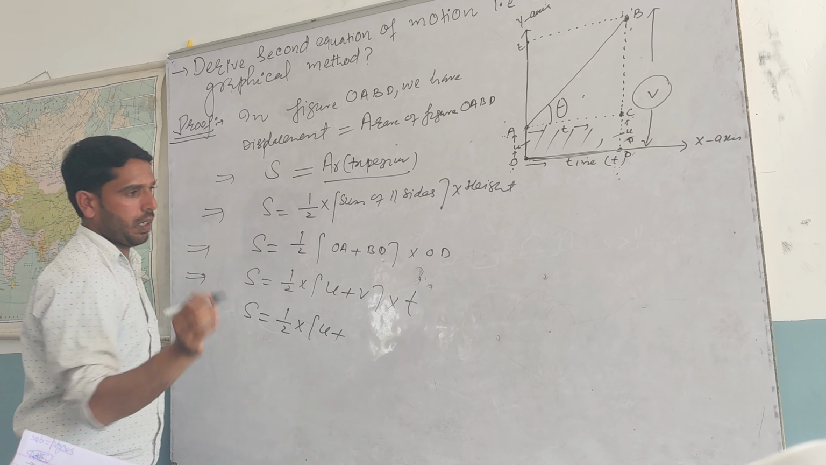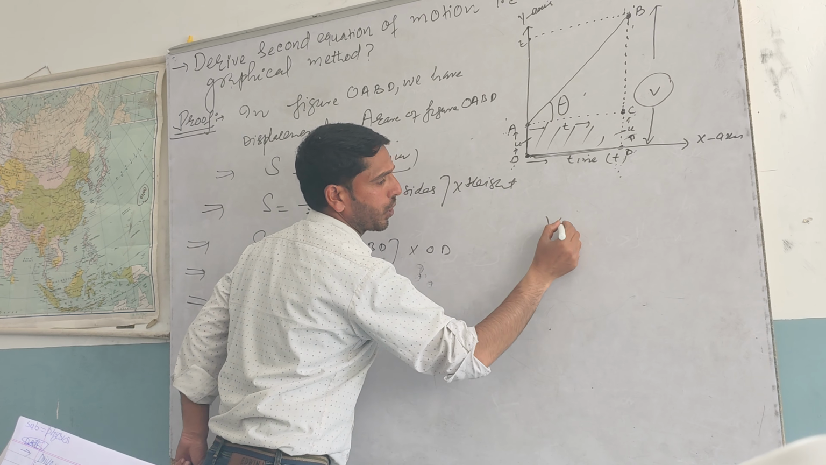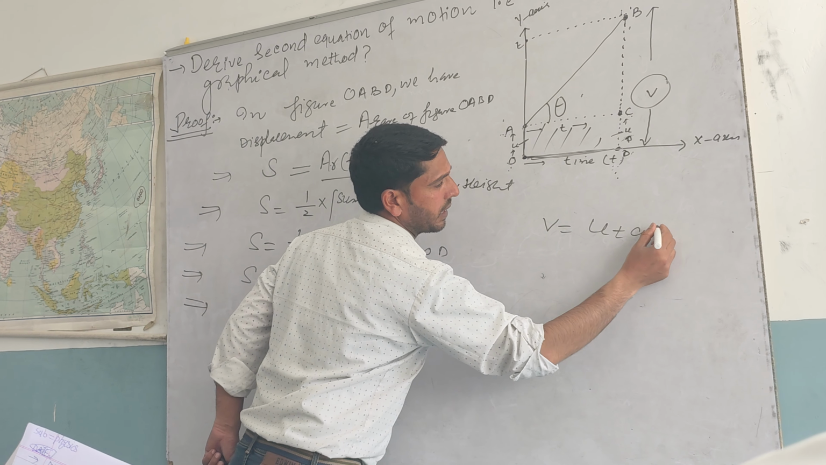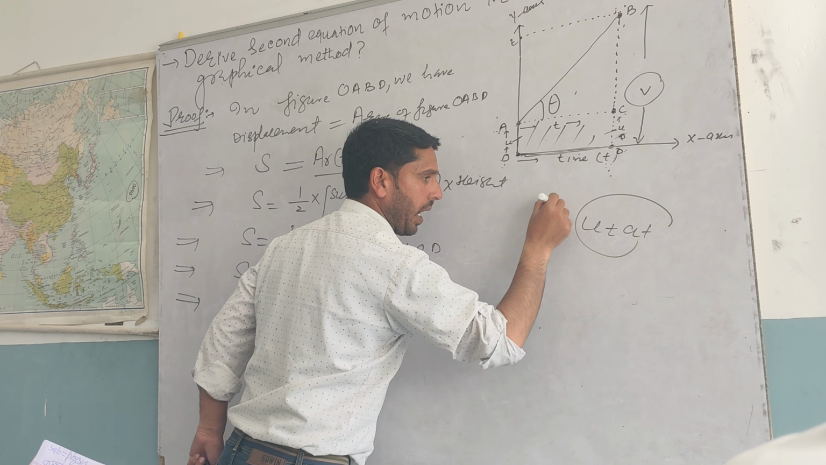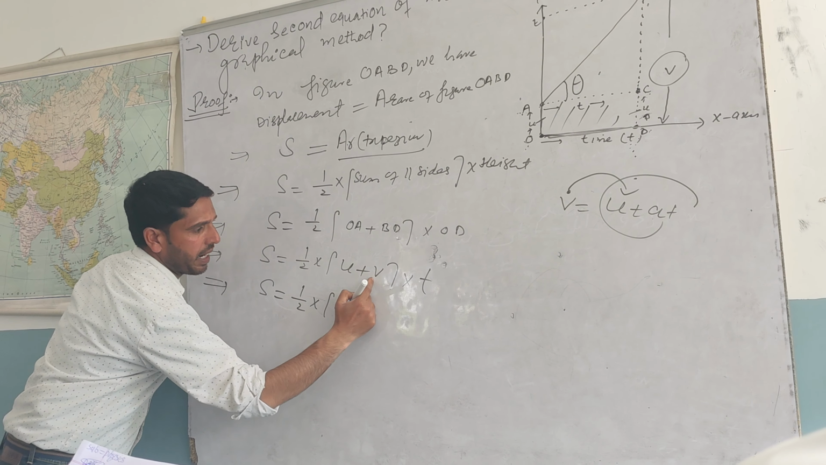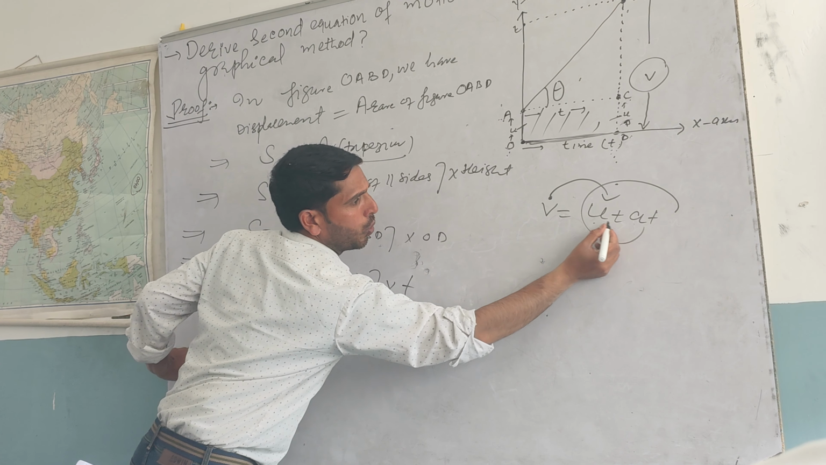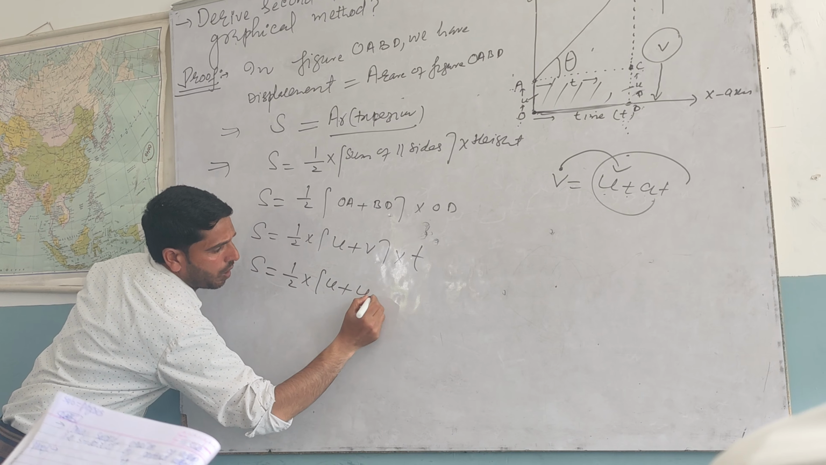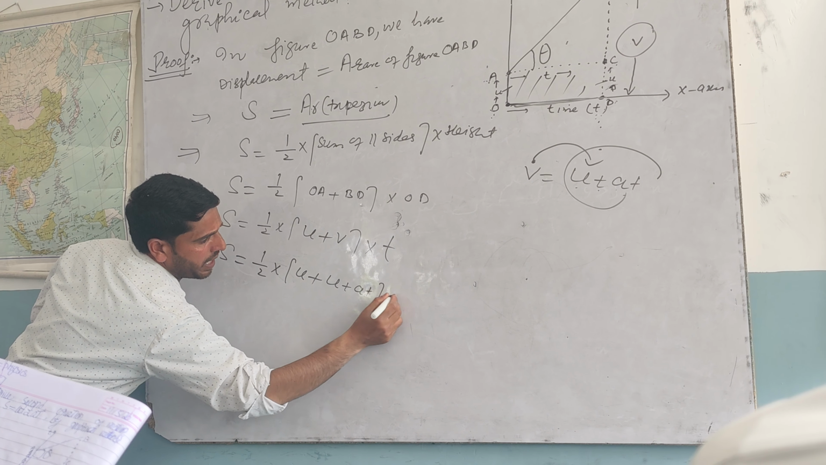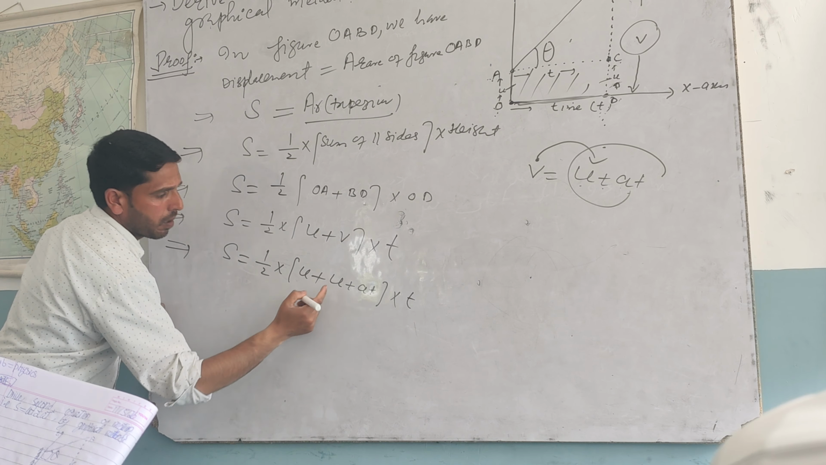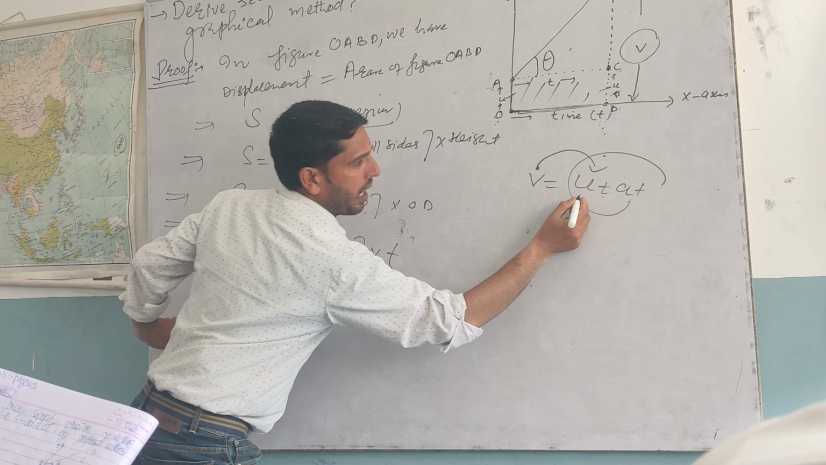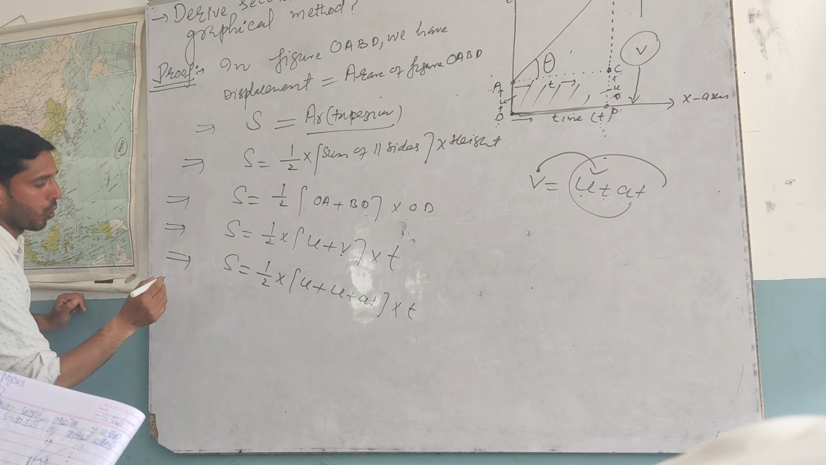What is here? We know that from the first equation of motion, v = u + at. So instead of this v, I may take this. What will be here? That will be u + at. So I can write here u + at, because it is already proved by us.